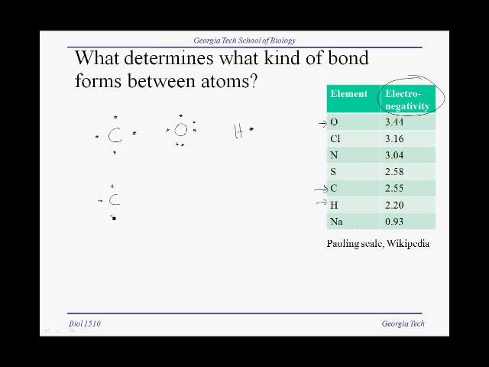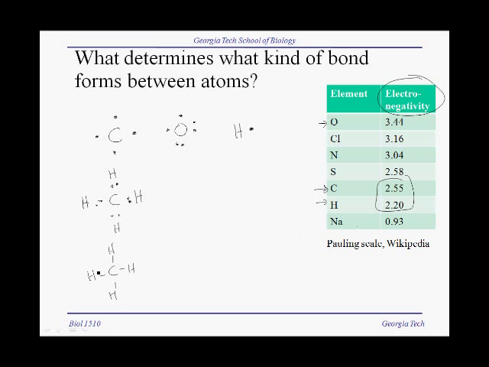Carbon and hydrogen can actually share electrons. So a carbon atom can share its electrons with 4 hydrogen atoms, and because their electronegativities are fairly similar, what happens is that their electrons are shared almost equally between the carbon and hydrogen atoms. And these are now what we call covalent bonds.